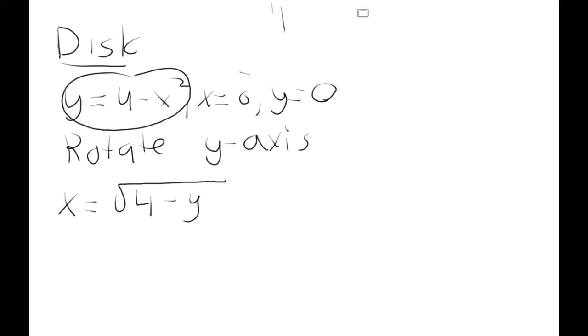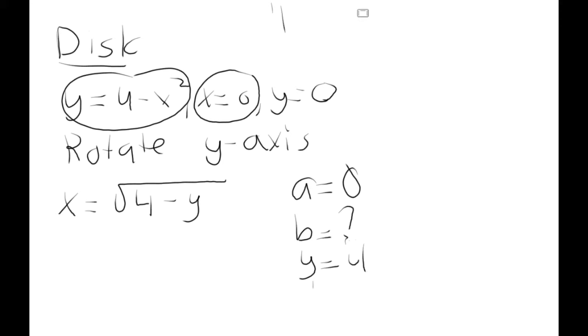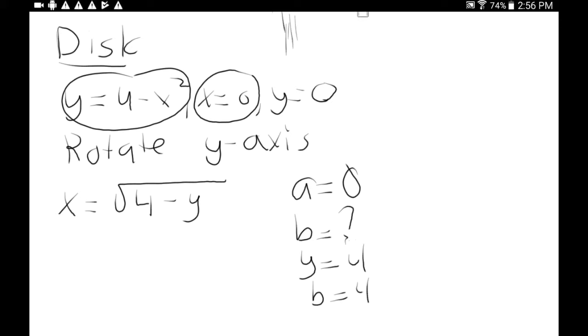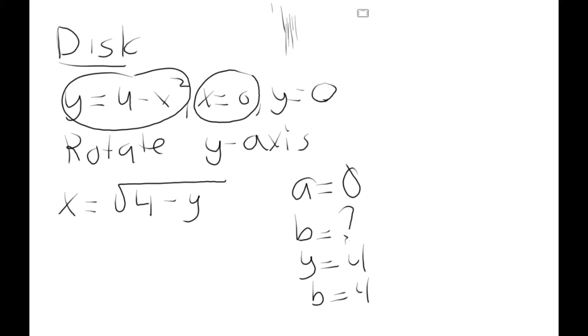Now you need to find your bounds. Like I said before, your minimum bound is on x equals 0. Therefore, your minimum bound is going to be 0. Your maximum bound, however, you can solve for. Because the maximum bound lies on the y-axis, your x is going to be 0. So if your x is 0, your y is simply going to be 4. So your b is 4.